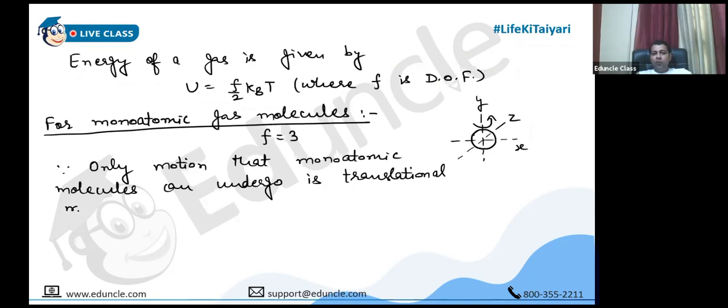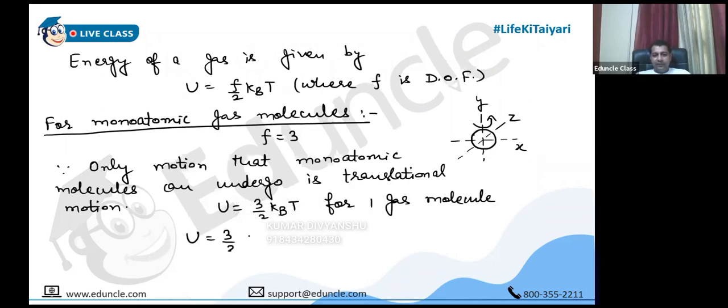Translational means they can move from one place to another. That we can notice: earlier the molecule was here and now after some time it is here. And because there are 3 dimensions, that's why 3 degrees of freedom. It can go in the x direction or y or z. So you will get 3 by 2 kT for one gas molecule. Now, if we are having 1 mole, we need to multiply this by Avogadro number.